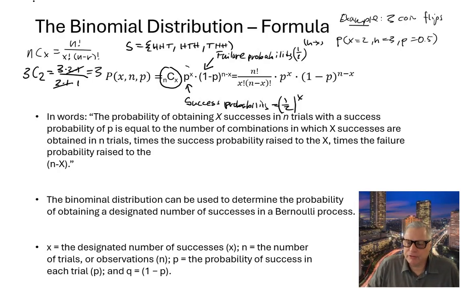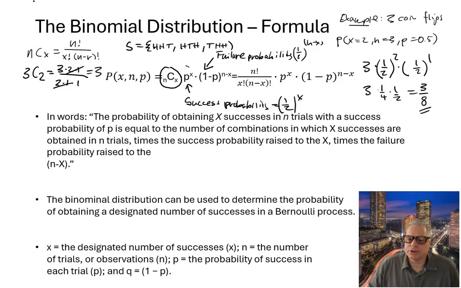So now in this case we get the probability of 3 times 1 over 2 squared times 1 over 2, well, raised to the 1. So that is 3 times 1/4 times 1/2, which is 3 out of 8. So there's a probability of 3 out of 8 that you can get 2 heads in 3 coin tosses.